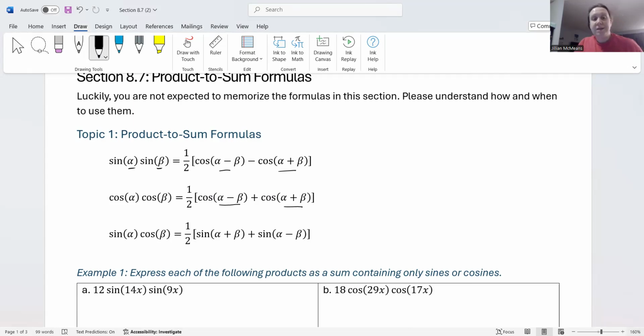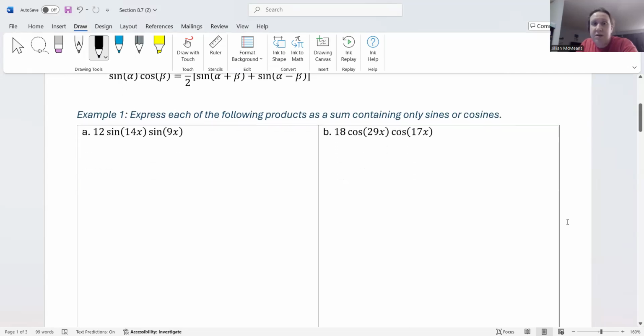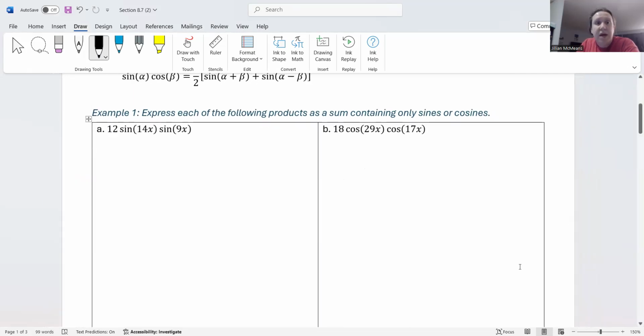Okay, so let's see about example 1. I think we only have 2 videos for this worksheet, which is nice, maybe 3 examples. Example 1 says: express each of the following products as a sum containing only sines or cosines.